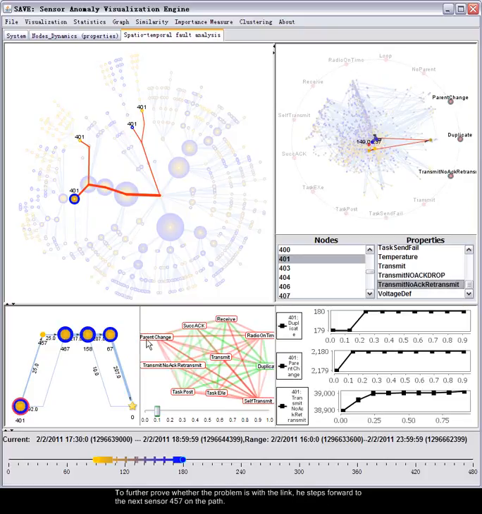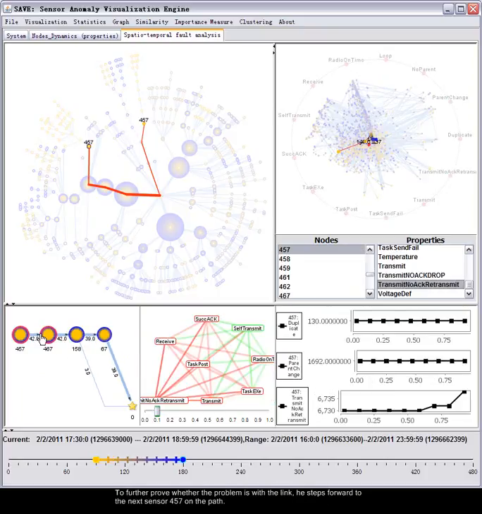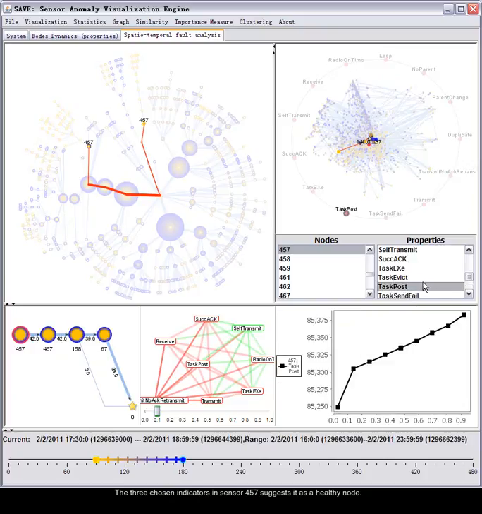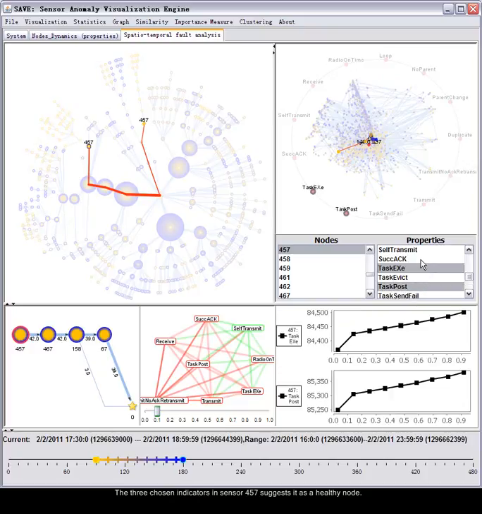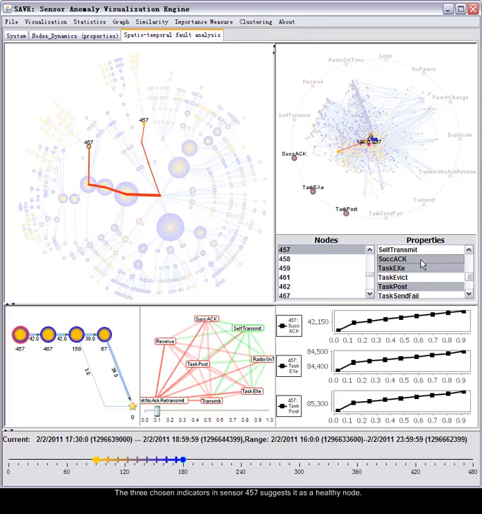To further prove whether the problem is with the link, he steps forward to the next sensor, 457, on the path. The three chosen indicators in sensor 457 suggest it is a healthy node. There is no significant correlation graph change on warning indicators.